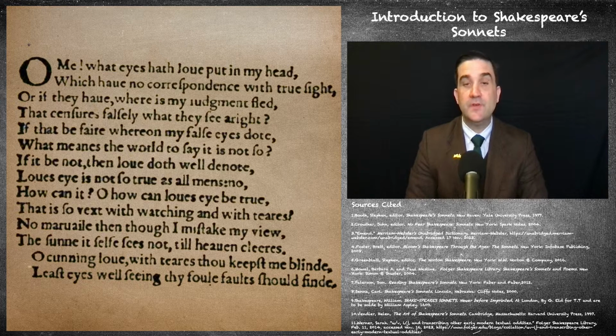In the first line, we find a perfect example of early modern English's use of the letters U and V. Go ahead and read the line. O me, what eyes hath love put in my head? You'll see that the letter V in the word love is presented as a U, but the letter U in the word put is presented just like we'd see the letter U today. This is not an error of the typesetter.